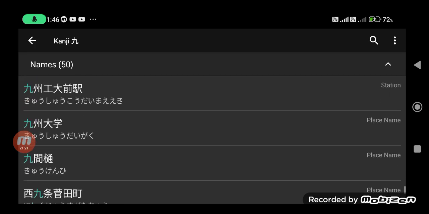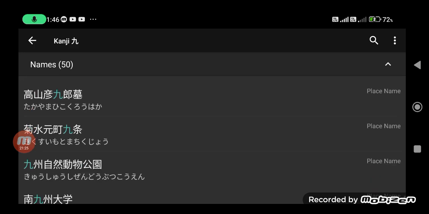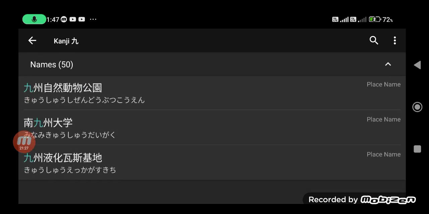Okay. So this is as far as we go. In our next session for kanji, we will discuss the last kanji, which is the kanji for 10.